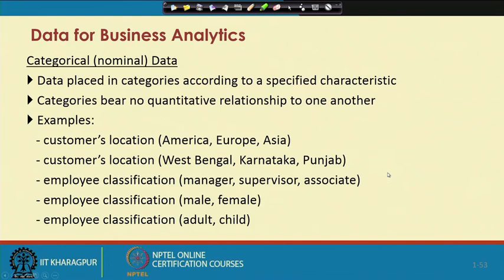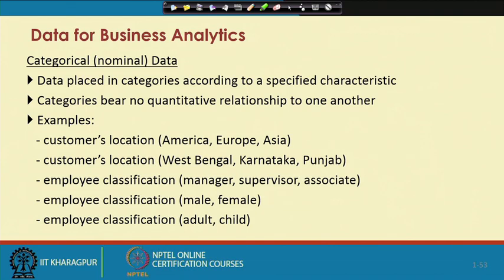I will give you some examples under these four categories. The first category is categorical data, that is nominal structure. These data are placed in categories according to a specified feature. So categorical data have no quantitative relationship to one another.